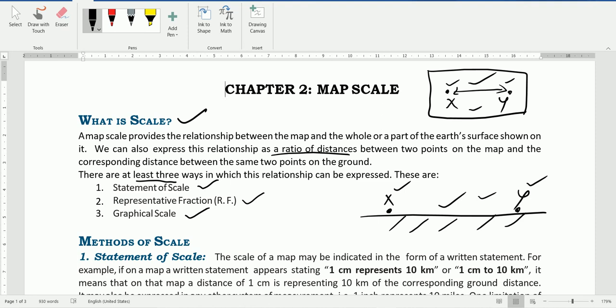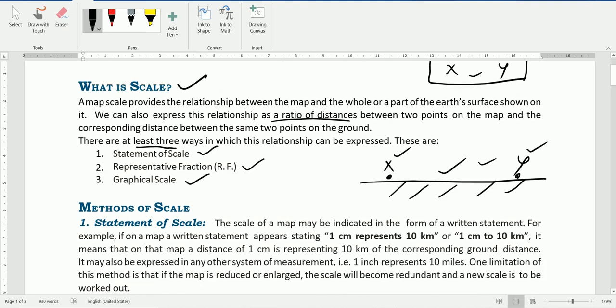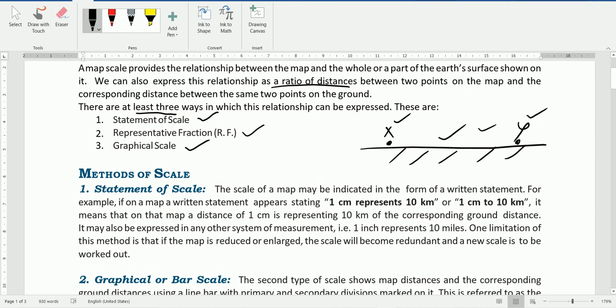I think you may be clear about the meaning of the scale. Scale is the relationship between the distances on the map and their corresponding distances on the ground. That means every point depicted on the map has a corresponding relationship, say in terms of area or distance on the ground.